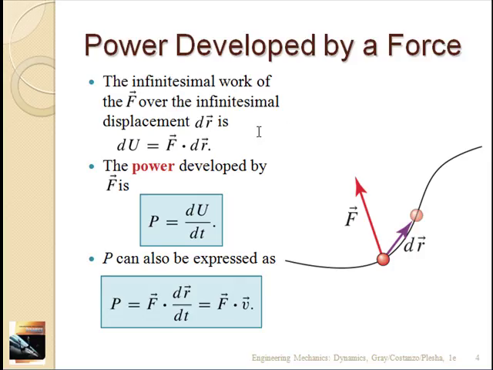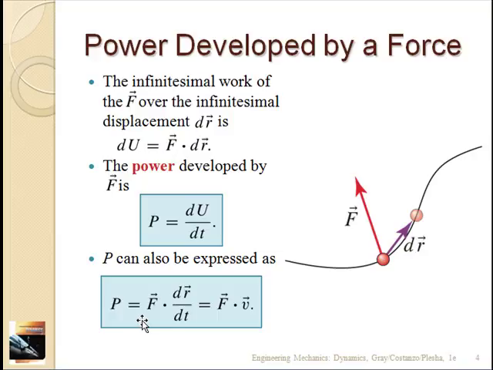All right. So the power developed by a given force can be derived from the work. If I take a given force F and apply that force to an object that moves through some differential displacement dr, that does a differential amount of work dU. The time over which I do that work will tell me the power. So the power is the differential work divided by the differential time, or dU/dt. So power is the time rate of change of the work done on an object.